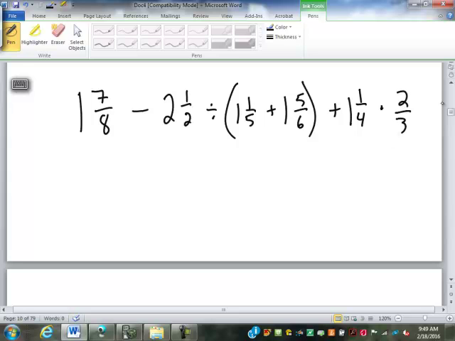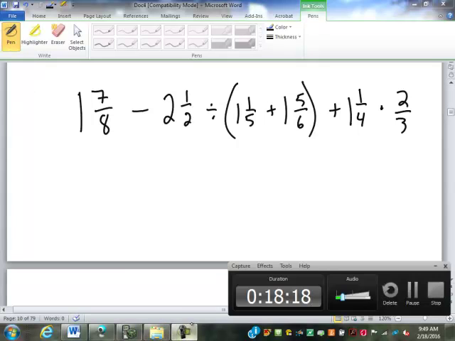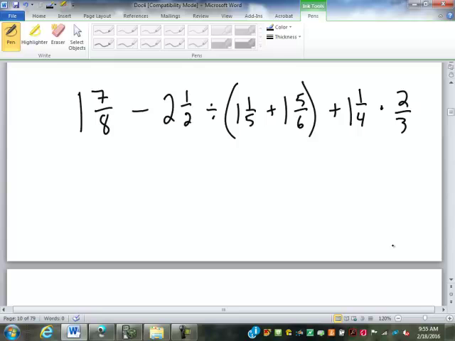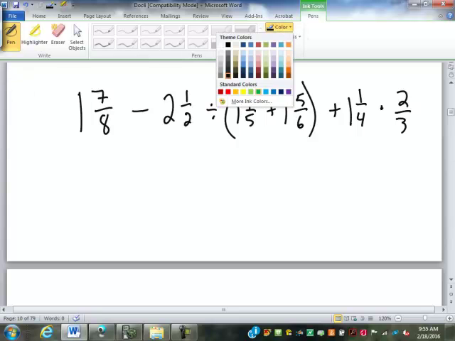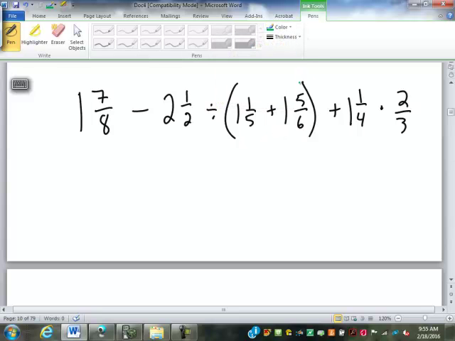Like this. Why don't you try that one? You know it's quick. See how you come out. Where would you start? In the parentheses. So 1 1/5 plus 1 1/6, which adds up to be what? 3 and 1/30.